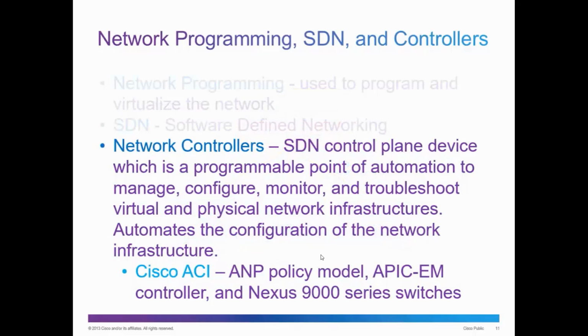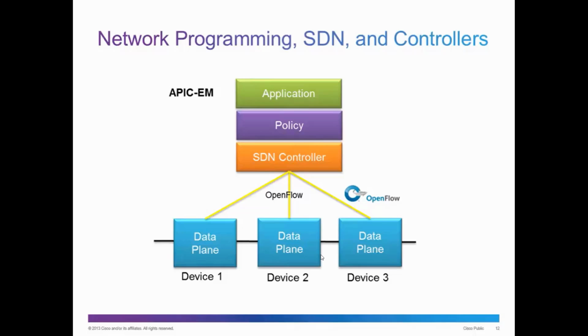The Cisco ACI, or Application Centric Infrastructure, is Cisco's approach to software-defined networking and network controllers. It involves three main things: an ANP, or Application Network Policy, an APIC, Application Policy Infrastructure Controller, in this case the APIC-EM, which is the enterprise module for APIC, and switches that are application programmable, like the Nexus 9000 series switches. In this example, we can see how the Cisco APIC-EM works.